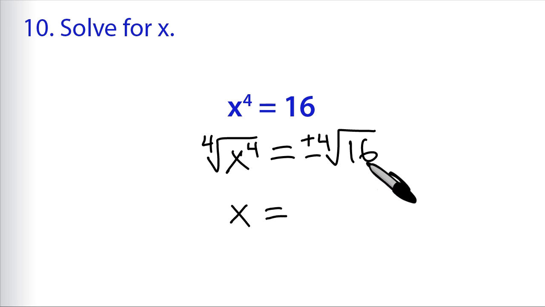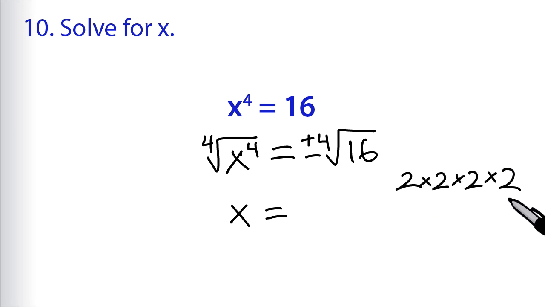And then the fourth root of 16, it means we're looking for a number that you multiply 4 of them together to get 16. That is 2 times 2 times 2 times 2. You'll see that equals 16. But also negative 2 times negative 2 times negative 2 times negative 2 would equal 16. So we have plus or minus 2. So for this problem, x equals plus or minus 2.